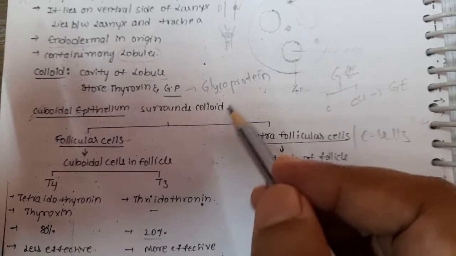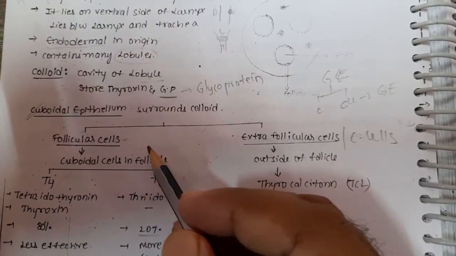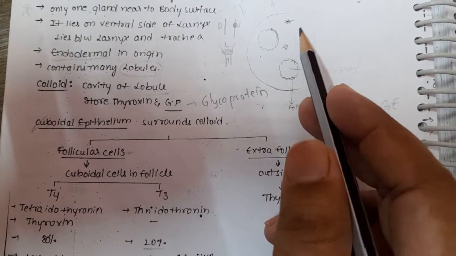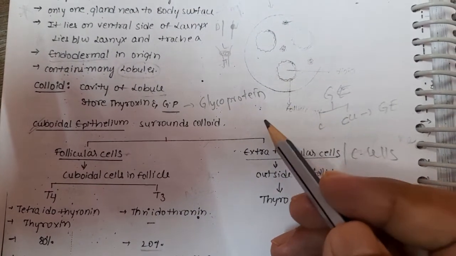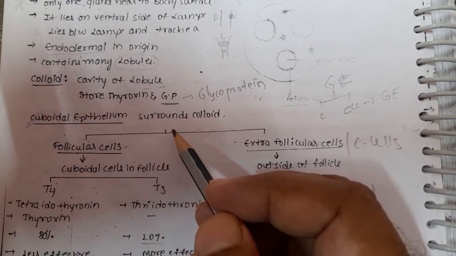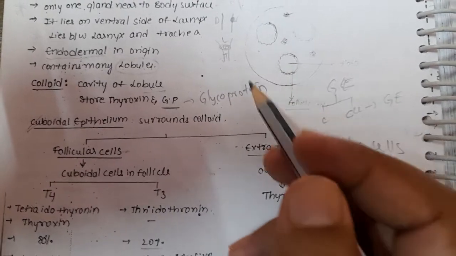The structural and functional units of the thyroid gland are called follicles. This is one follicle, this is one follicle, this is one follicle. There are many follicles present. Follicles are the structural and functional unit of the thyroid gland.